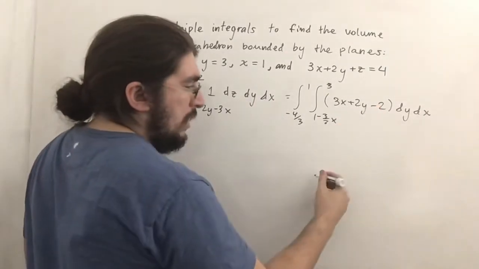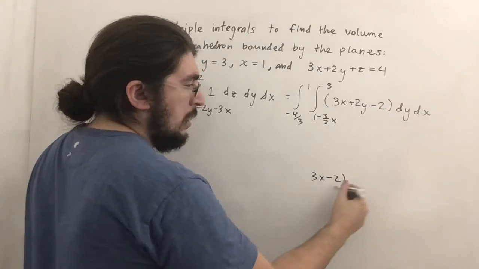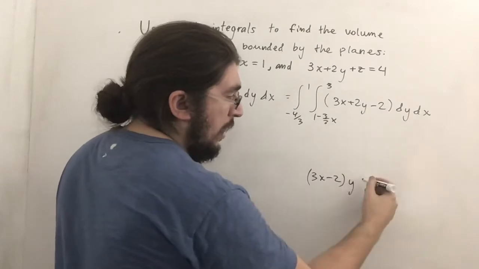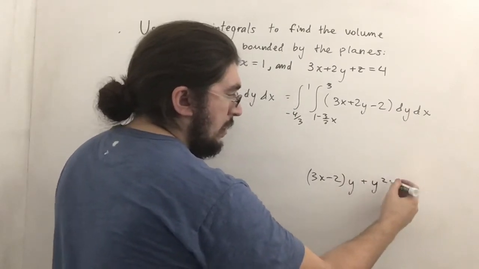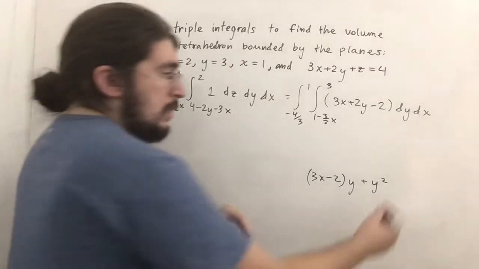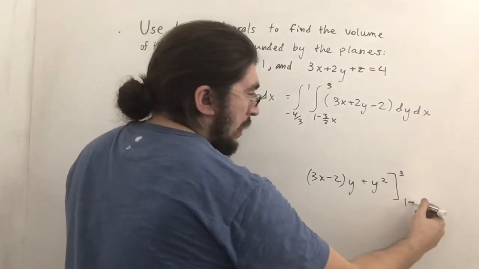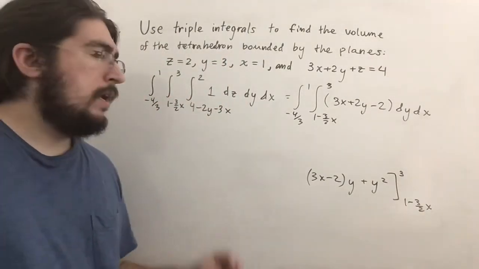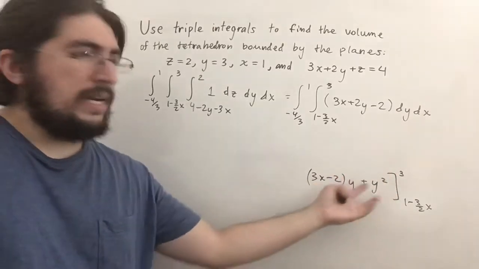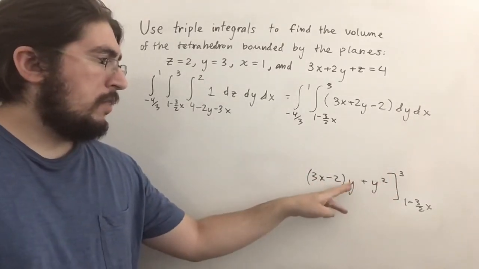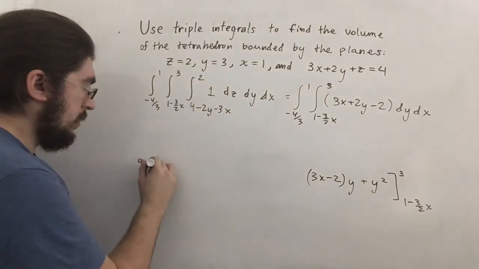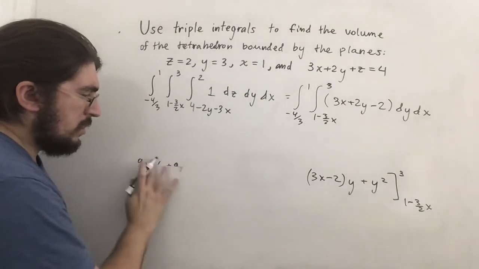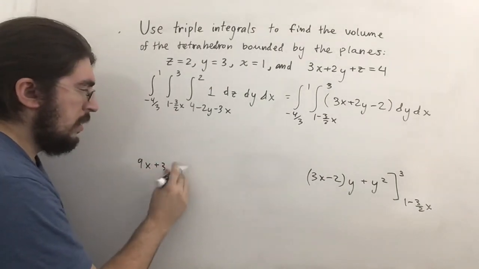So first off, let's treat this 3x minus 2 as a constant. And its antiderivative with respect to y is just itself times y. Antiderivative of 2y is just y squared. That makes sense? Now we want to evaluate this between the limits. So we want to plug in 3, then plug in 1 minus 3 halves x. There are a lot of ways of doing this, but the best way of doing it is the following. So plugging in 3 is not too bad. When you plug in 3 for y, you get 3, distribute that, we get 9x minus 6 plus 3 squared is 9. So these actually combine to just 3. Negative 6 plus 9 is positive 3. So that's not too bad.